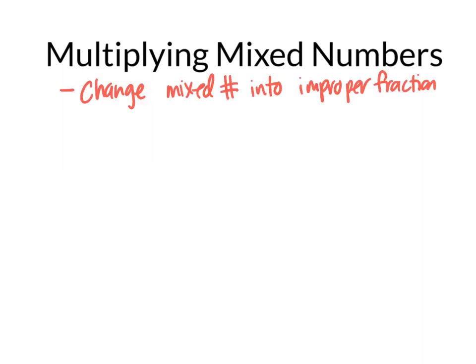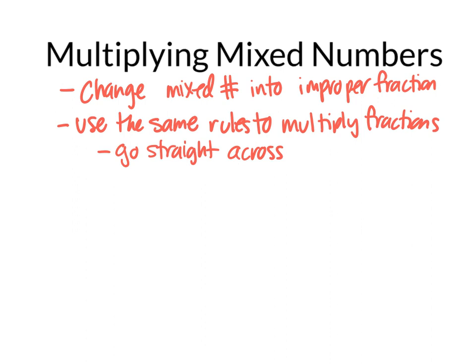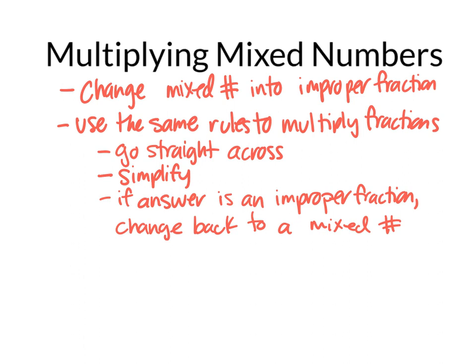Now let's try multiplying with mixed numbers. The first thing that we need to do whenever we multiply mixed numbers is to turn them into improper fractions. Once we have changed our mixed number into an improper fraction, then we just use the same rules that we have been using for multiplying fractions and go straight across. After you go straight across, make sure you simplify your final answer, and if it is an improper fraction, turn it back into a mixed number. So now that we've gone over the rules for multiplying mixed numbers, remember they're going to be the same as multiplying regular fractions, other than we have to change our mixed number into an improper fraction. Let's do a couple of examples together.